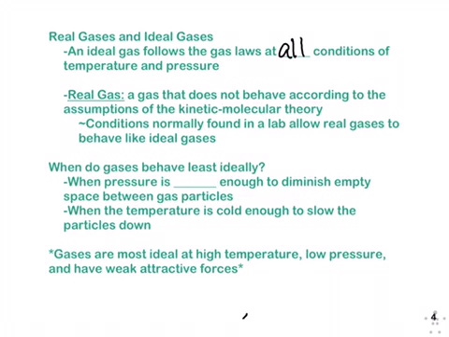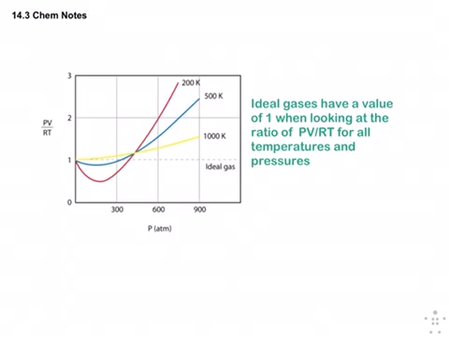So when do gases behave least ideally? This would be when the pressure is high enough to diminish the empty space between gas particles. It's forcing them to be very, very close. Or when the temperature is so cold that the particles slow down. Gases are most ideal at high temperatures and low pressure because they have weak attractive forces. It allows them to be very spread apart. Ideal gases have a value of 1 when looking at the ratio of PV to RT for all temperatures and pressures.